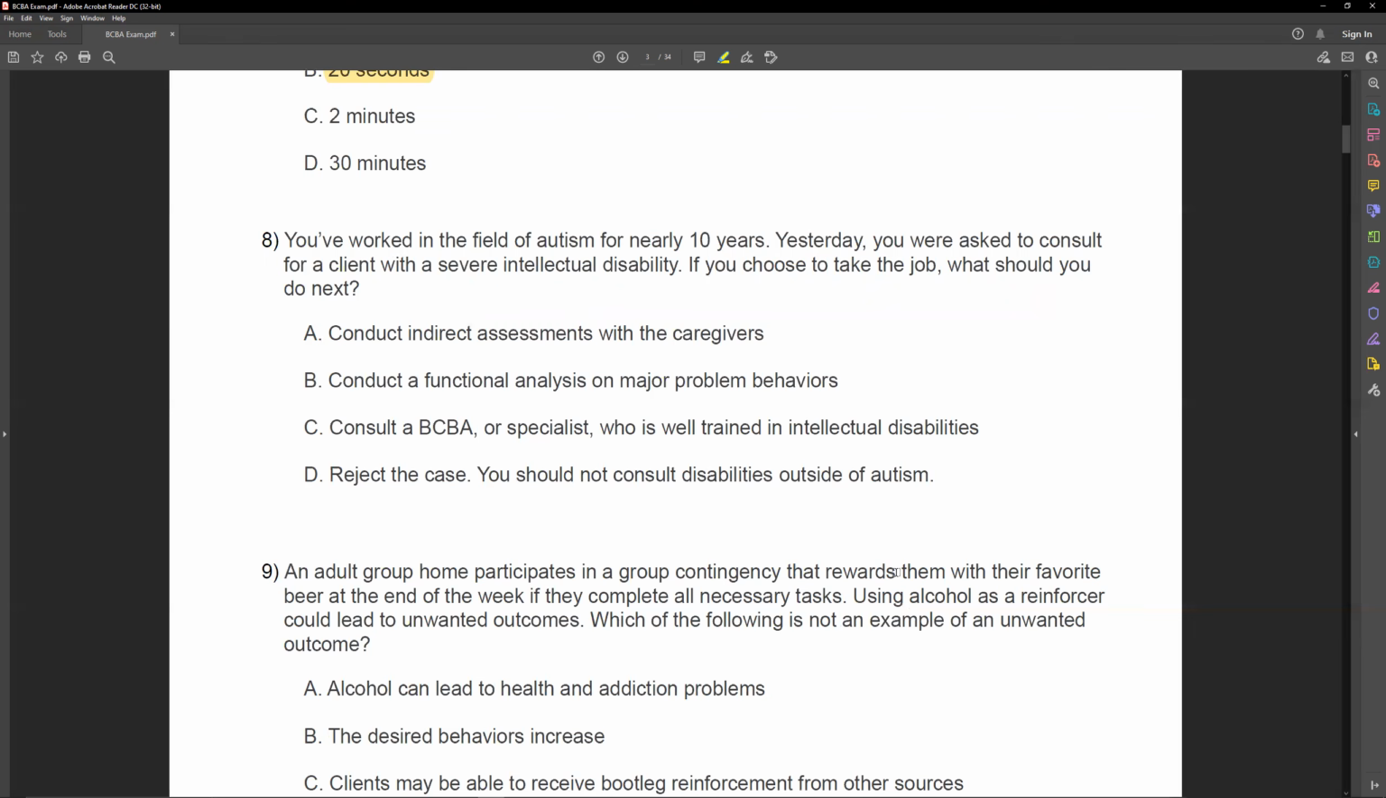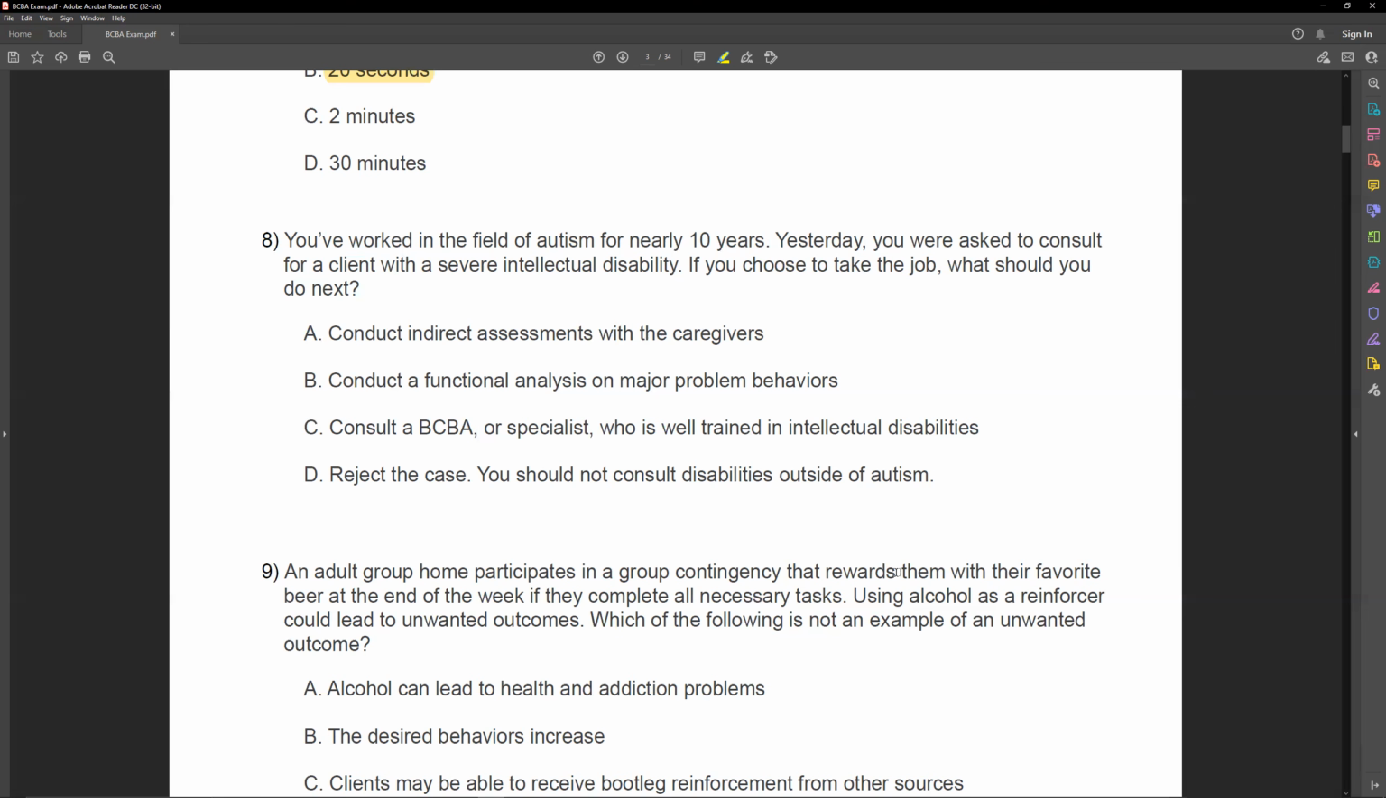But what should you do before you start doing assessments? Okay. B, conduct a functional analysis on major problem behaviors. If you're not doing indirect assessments yet, you definitely won't be doing functional analysis, right? What do you still need to do? C, consult a BCBA or specialist who is well-trained in intellectual disabilities.